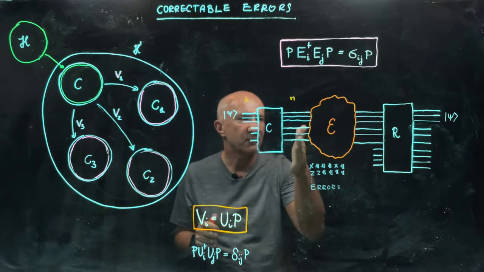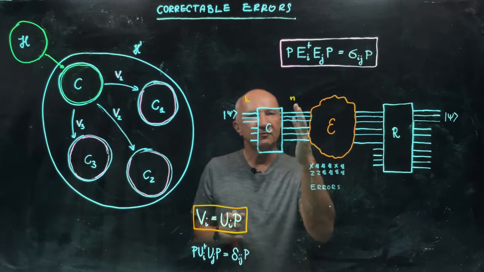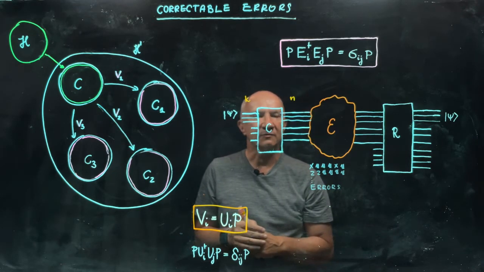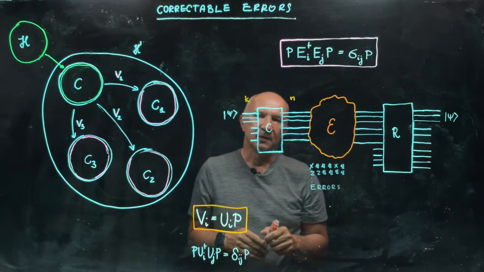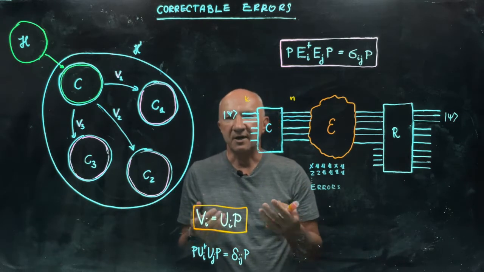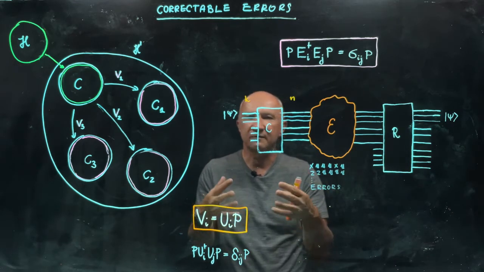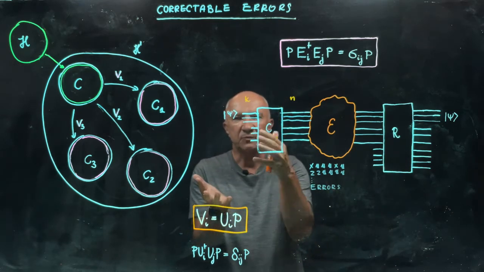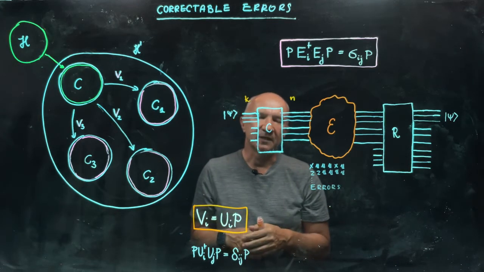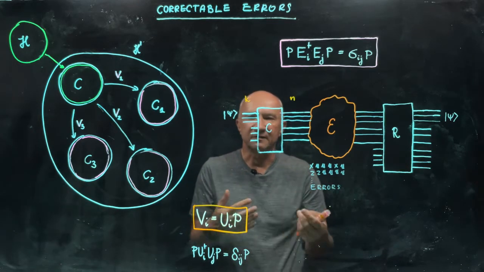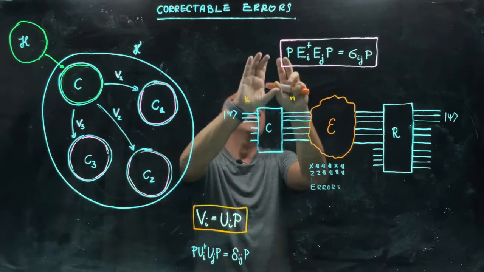So on this diagram, we are here. We are at the stage where we encoded our k qubits into n qubits, and then the n qubits are exposed to decoherence, to interaction with the environment. So that would introduce some errors, and in general, that would be a certain completely positive map that will change the state of the qubits. The question is, can we invert this map? Now we know that in some cases we can. So when? Well, here is the condition.